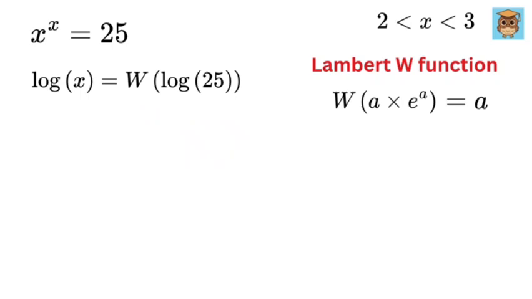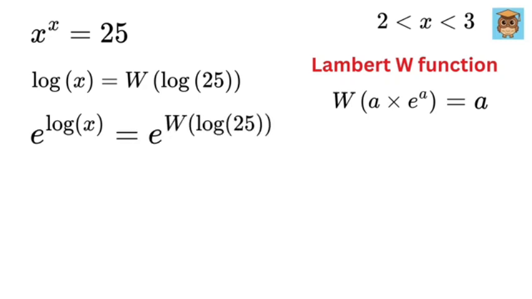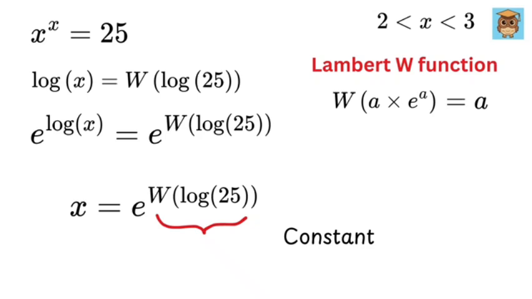Now, we don't need the natural log of x, but we need the value of x. So to solve it further, we will create the base of e on both sides. This will give us e raised to the log of x equals e raised to W of natural log of 25. Now, e raised to the log of x is x, and this is our right-hand side. Again, don't be scared of this term, as this was constant. So e raised to this term is also simply a constant.